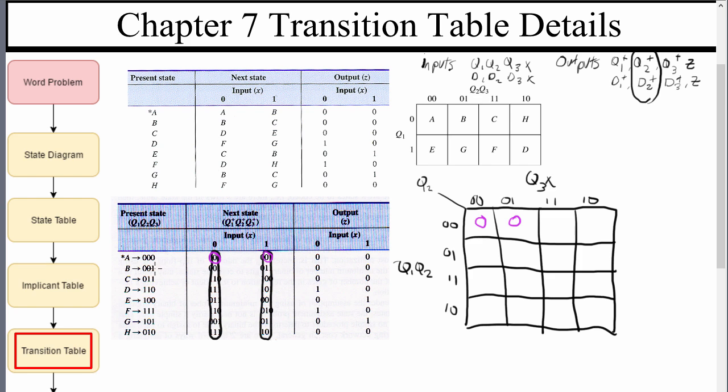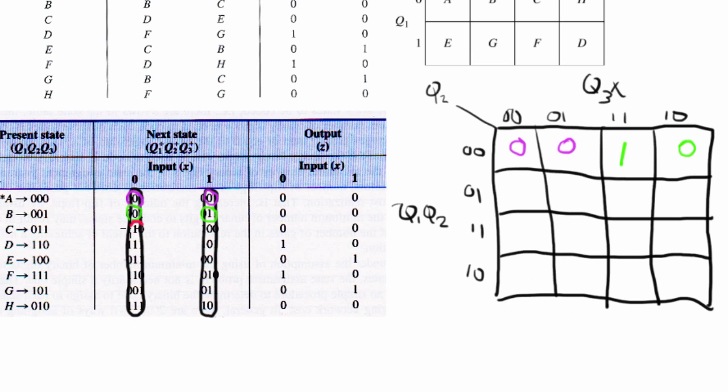This is 0, 0, 1, 0. And this one right here is 0, 0, 1, 1. That is 0, 1, 1, 0.